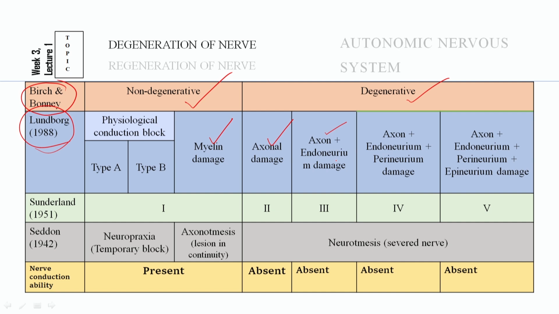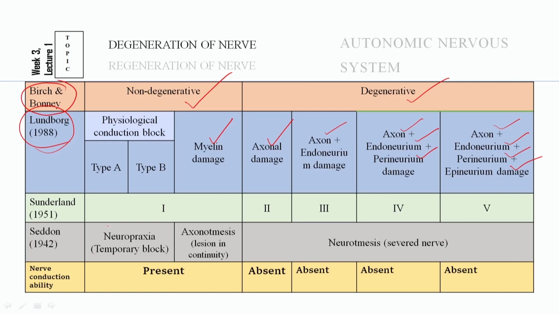I told you what endoneurium is. It is a connective tissue layer that covers both the axon as well as the myelin sheath. Then axon, endoneurium and perineurium damage, and then axon, endoneurium, perineurium and epineurium damage. See to what extent the connective tissue layers are damaged. Based on that, the degree of injury is classified, and based on this damage, it is decided whether the nerve fiber can be regenerated or not, the potential for regeneration.